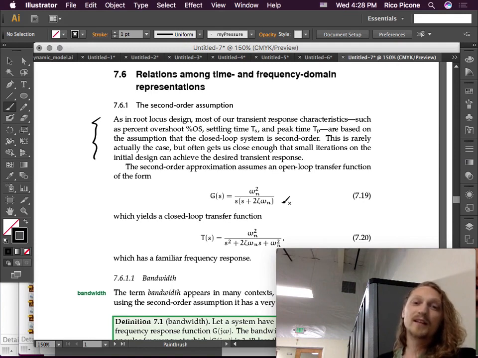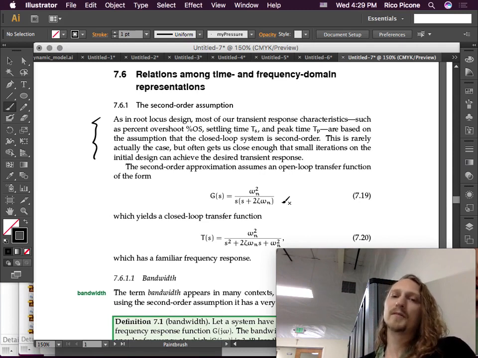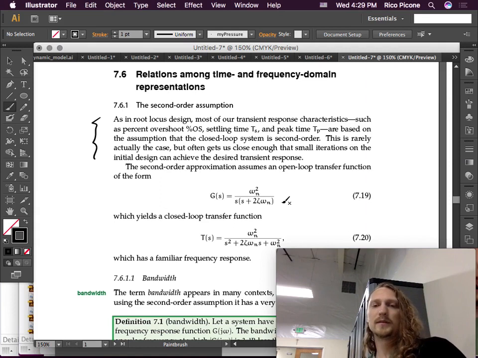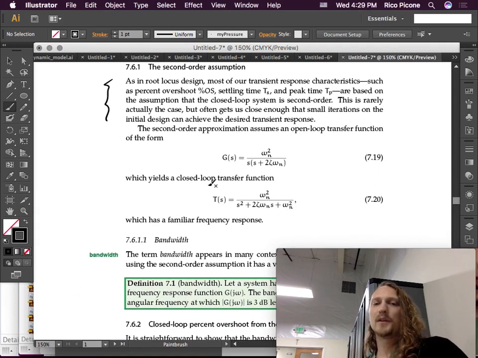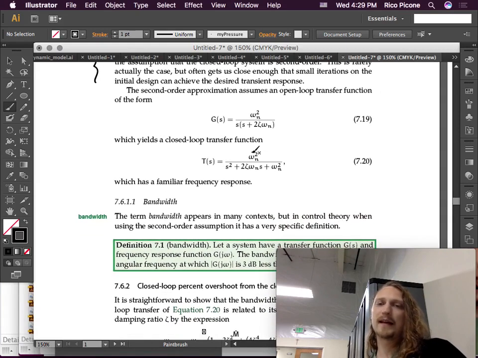Good. The second order approximation assumes an open loop transfer function of this form, which yields a closed loop transfer function of this form, which has a familiar frequency response. We've spent a lot of time with 7.20.